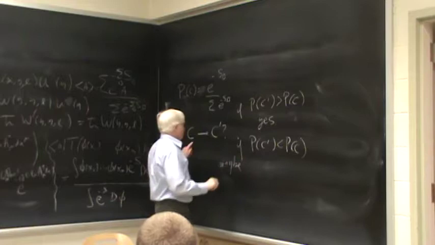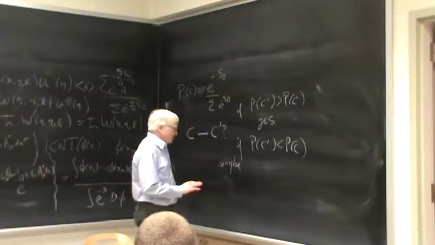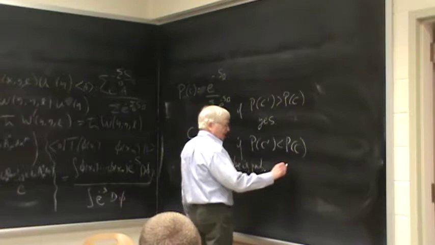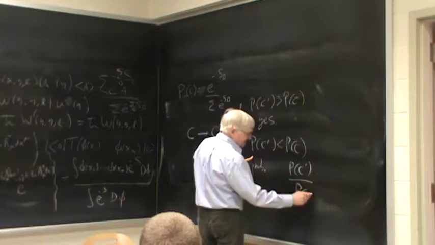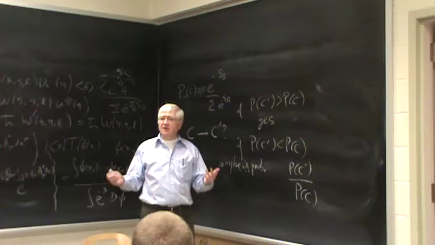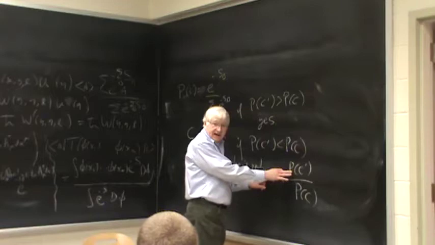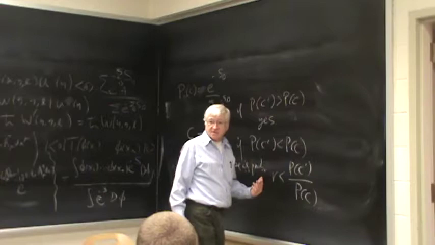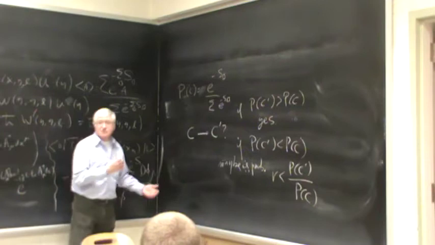And the condition is you make it with probability P of C prime divided by P of C. So this is a number less than 1. So what you do is you ask the machine to give you a random number, R. If R is less than that, which happens with probability equal to this ratio, you accept, otherwise you reject. And that's the Metropolis method, the way you actually do the Monte Carlo, the way you do the lattice simulation.